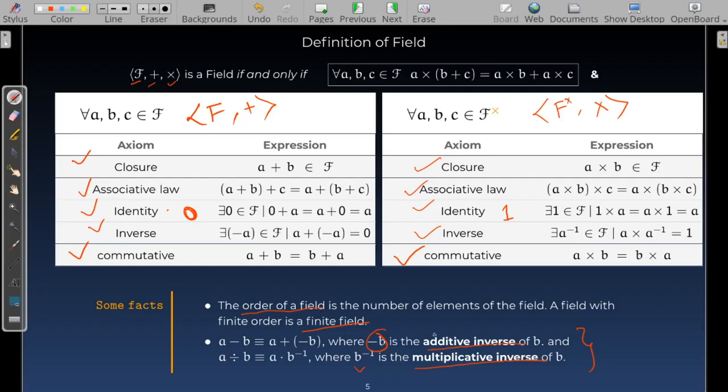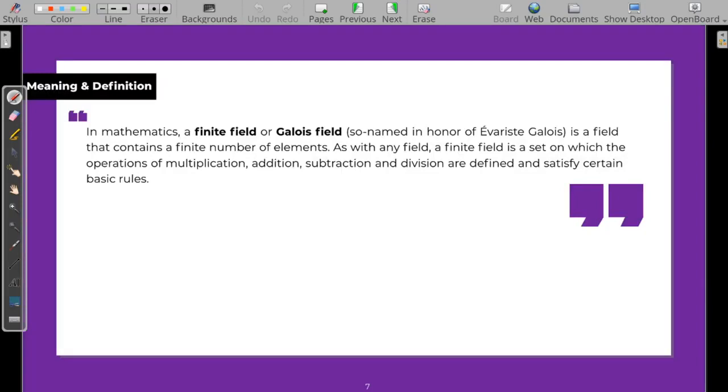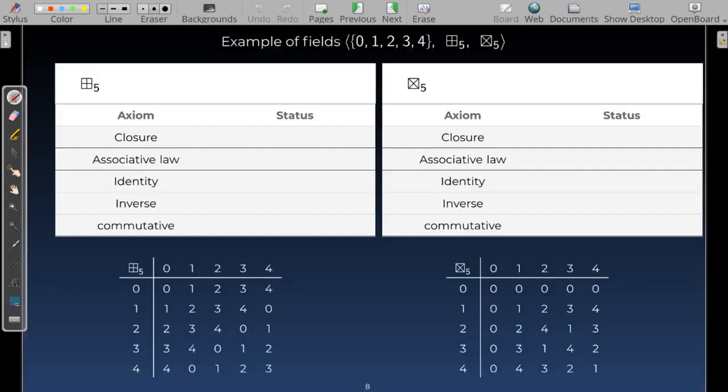Now let's move on to the Galois field or finite field. A Galois field is a field in which the number of elements is simply finite. So if the number of elements is finite, then the field is called a Galois field or finite field. Let's say that the number of elements is Q, then the field is called GF(Q), meaning Galois field Q or finite field Q.